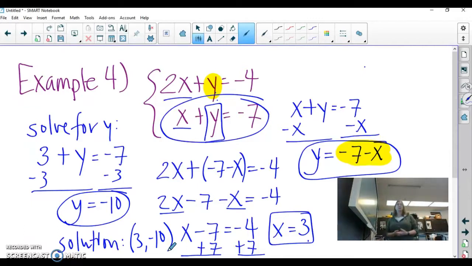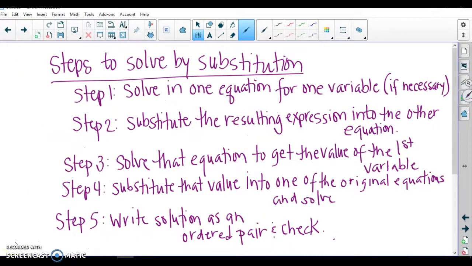And then what I want you to do is on the next slide, I'm going to write down the steps for solving by substitution. Again, you're going to pause the video, write down those steps, and put those in your notes, okay? Okay, our steps to solve by substitution.